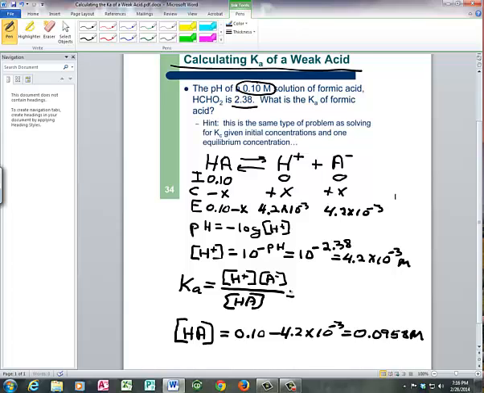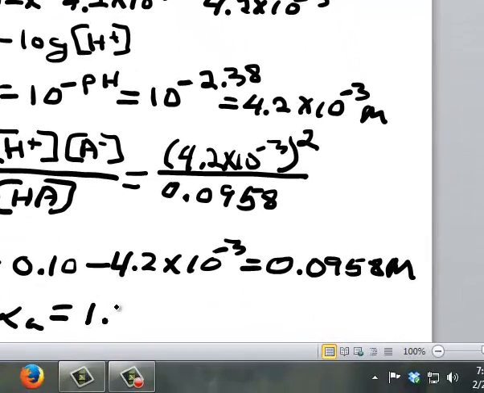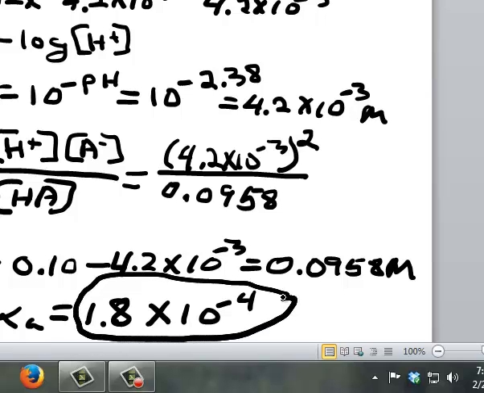Now we're ready to go ahead and calculate our Ka. We plug in our X values, which is 4.2 times 10 to the minus 3 times 4.2 times 10 to the minus 3, which is just 4.2 times 10 to the minus 3 squared, divided by our weak acid concentration at equilibrium, which is 0.958, and we get a Ka that's equal to 1.8 times 10 to the minus 4. And that, my friends, is our answer.